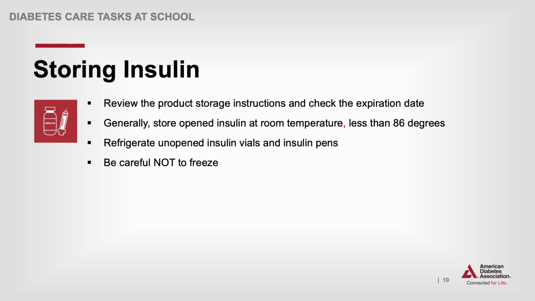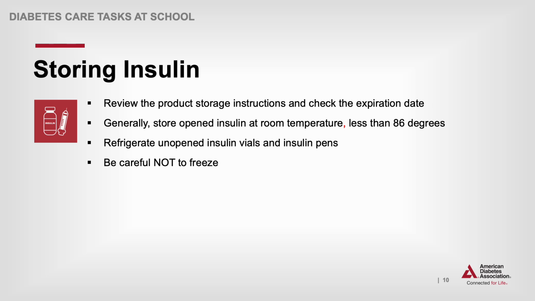The shelf life of insulin after opening varies according to the type of insulin, the type of container, whether it's a vial or a cartridge, and how insulin is used, whether it's in a pen, a cartridge, or a pump. Review the product storage instructions on the manufacturer's package insert and check the expiration date on the package for specific information. In general, most open vials of insulin may be left at room temperature, below 86 degrees Fahrenheit, for 30 days.